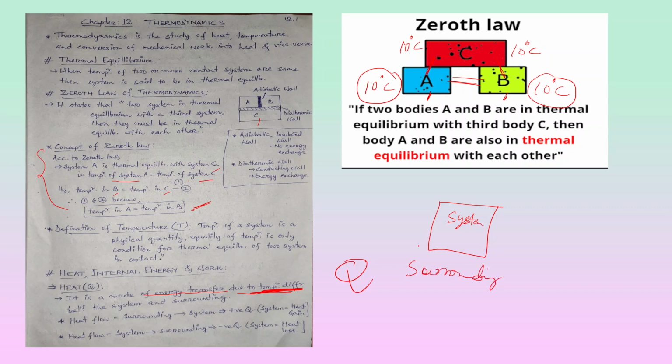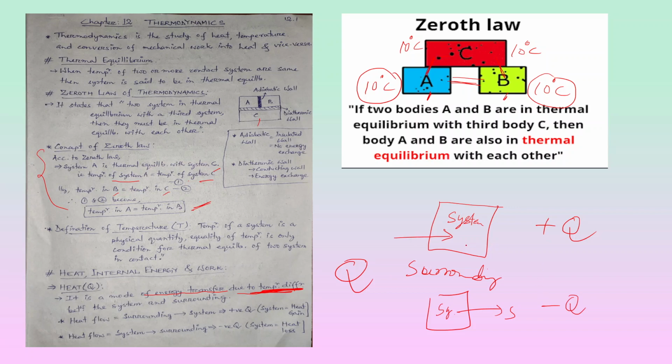Okay, when heat flows from the surrounding to the system, then we put a positive sign for heat. That means heat flow has a positive sign when heat flows from the surrounding to the system. And just the opposite, when heat flows from the system to the surrounding, then we represent it with a negative sign.